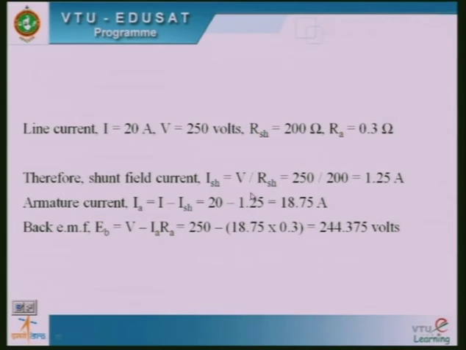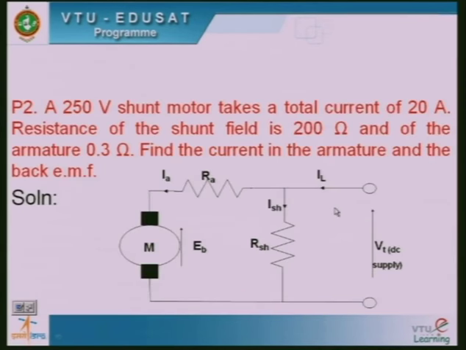So, after getting this ISH, substitute it in this equation of armature current to get the value of armature current. We have got 18.75 ampere. So, here the line current given is 20 minus the ISH which is 1.25, the total armature current we are getting is 18.75 ampere. So, you see this problem, what are the aims of getting the values?